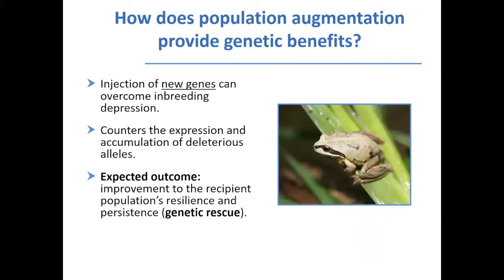So how does population augmentation provide genetic benefits? Well, in principle, providing a declining population with new genes, or more specifically new alleles, sourced from one or more populations with higher genetic diversity, stands to overcome the problem of inbreeding depression. Essentially, the integration of novel genes is expected to counter the expression and accumulation of deleterious recessive alleles. In turn, this should improve the recipient population's resilience and persistence by reducing vulnerability to demographic or environmental stochasticity.